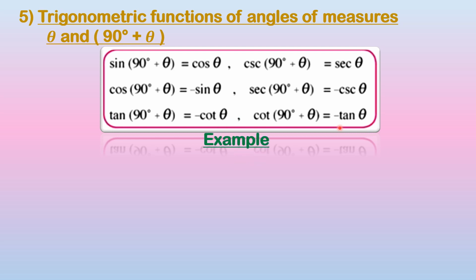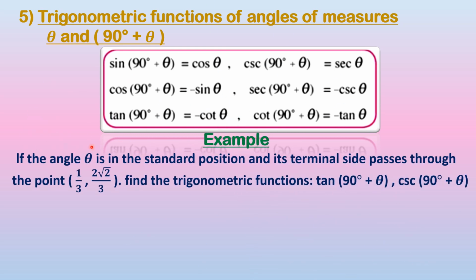For example, if the angle theta is in the standard position and its terminal side passes through the point 1 over 3, 2 root 2 over 3. Find the trigonometric functions tan 90 plus theta, cosec 90 plus theta.